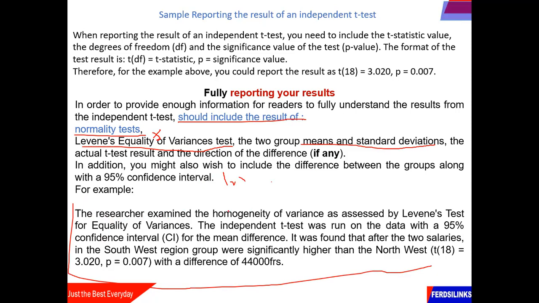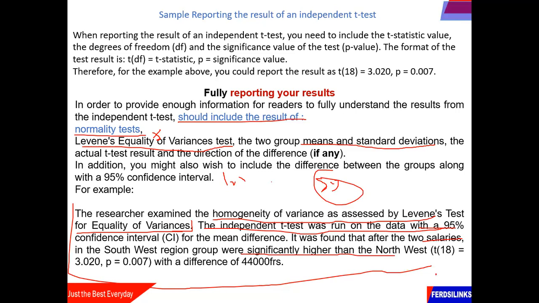We say the result examined the homogeneity of variance, assessed by this. And what was the conclusion? We needed to conclude. An independent t-test was run on the data at a 95% confidence interval to determine the mean difference. It was found that here they were using the salaries, and one group was significantly higher. So you see they're choosing this. Since we have a significant value, you can go ahead and say it is significantly higher than the other group.